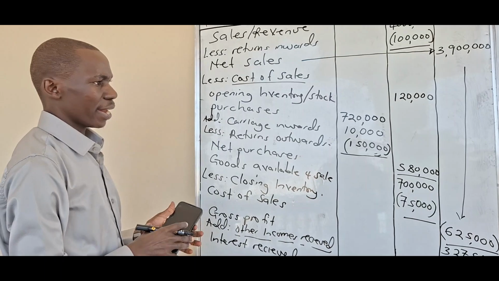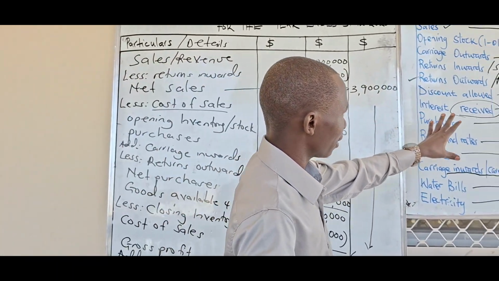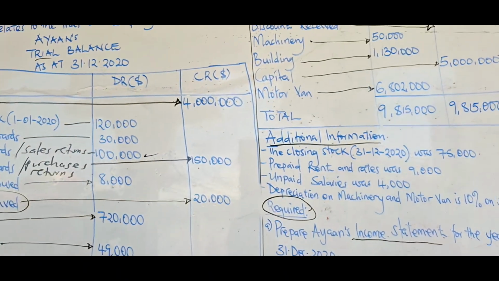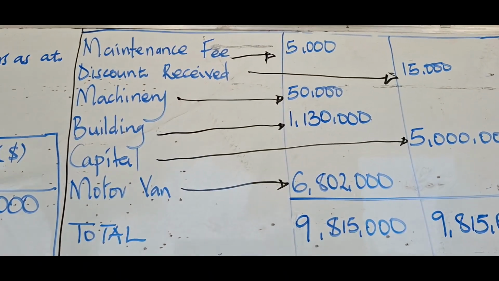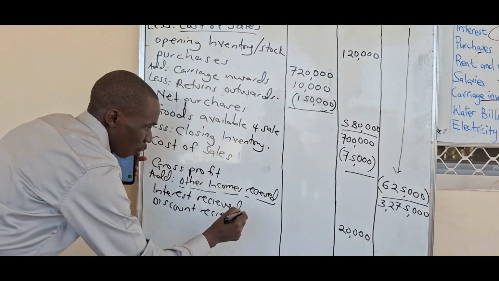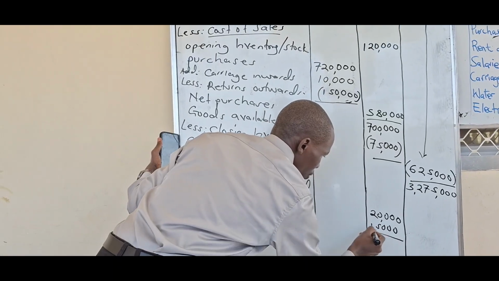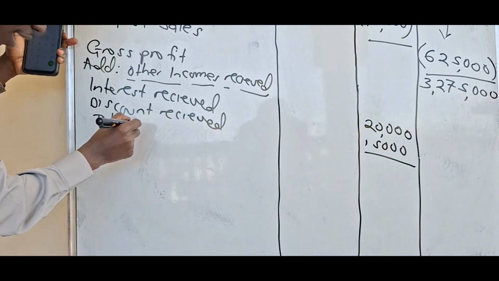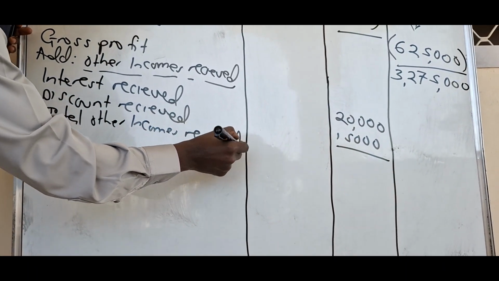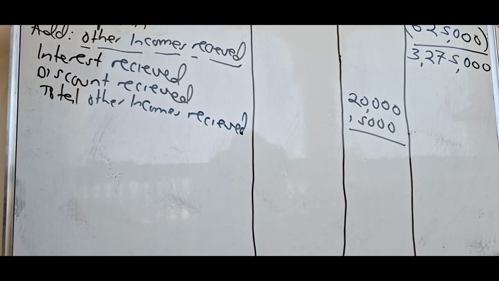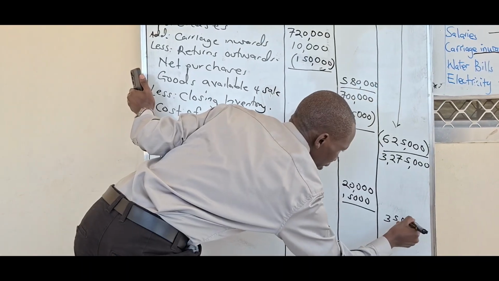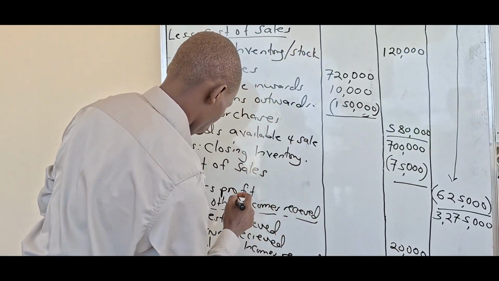You go through line by line to find whether there's any other item received. Yes, when you check up there, we have discount received of 15,000. You bring it and add it to get total other incomes received. When you add, that's 35,000.